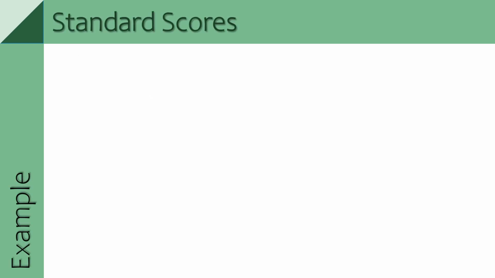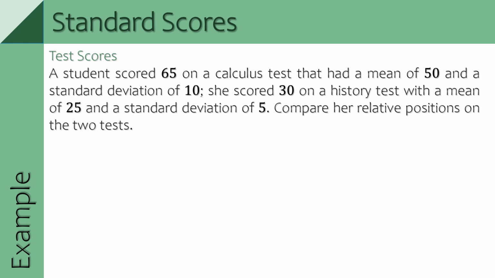So for example, let's have the test scores. A student scored 65 on a calculus test that had a mean of 50 and a standard deviation of 10.